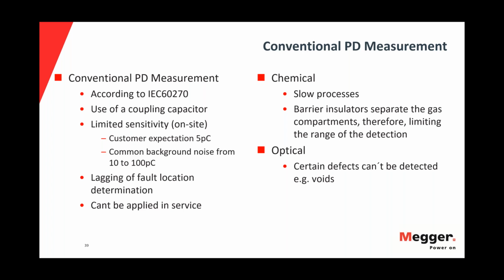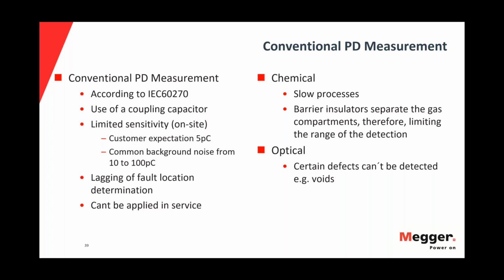But keep in mind that this method cannot be applied in service. Chemical method is a slow process, and barrier insulators separate the gas compartment, therefore limiting the range of detection. That's why the chemical process is not widely used. An optical method also cannot detect certain types, like voids, for example. That's why, when it comes to GIS, we are focusing on acoustic and UHF.